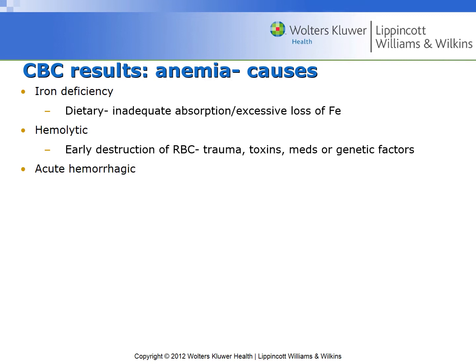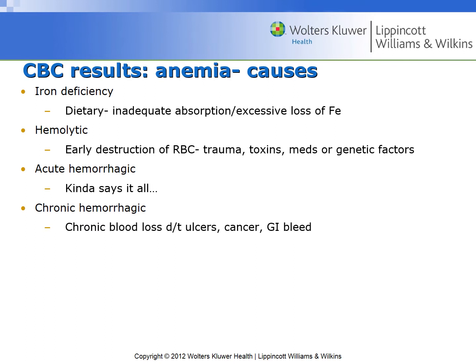Acute hemorrhage. Yeah, it kind of says it all right there. It's acute, it's fast, it's a hemorrhage. Chronic hemorrhage. Okay. So you'll see this more in cancer and GI bleed patients, chronic gastric ulcers. Tends not to be super fast blood loss, but consistently over time can make the patient anemic.